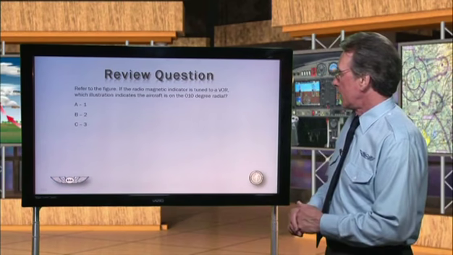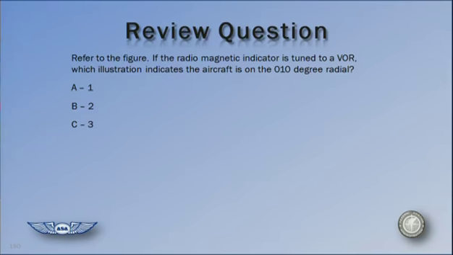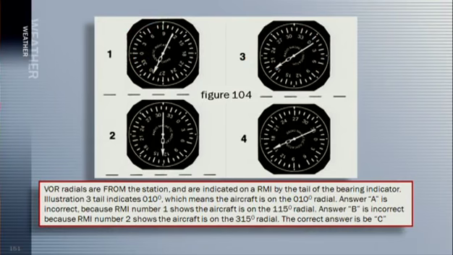Okay, let's take a look at this question in review. We're going to ask you to refer to another figure in just a moment. If the radio magnetic indicator is tuned to a VOR, which illustration indicates the aircraft is on the 10-degree radial, A, B, or C? Well, let's go to our figure, figure 104.